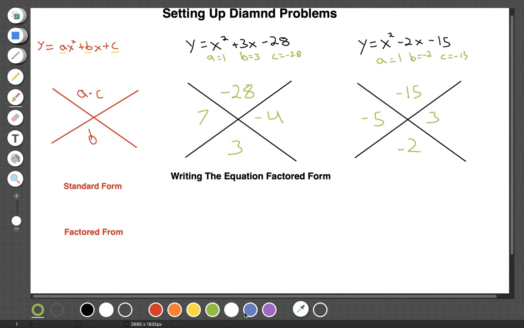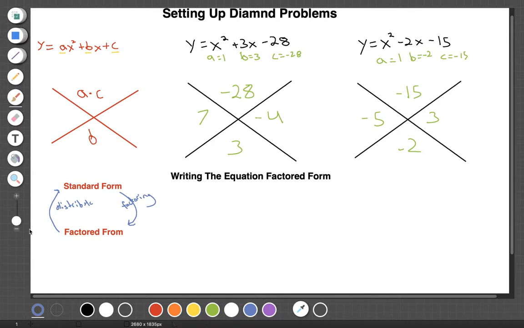And just as a reminder, it was easy for us to go one way. It was easy for us to go the other way. So to go from factored form to standard form, that's when we distribute it. Okay, but what we learned is that we need some new math to go from standard form to factored form, and that is what we're doing now, factoring.